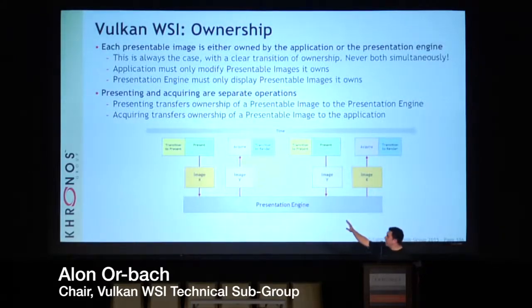This diagram shows you the order of events. The application submits these to a queue. Again, if you're familiar with some terminology in Vulkan, the images and other resources need to go through transitions between different states. So you need to transition an image to be able to present it. Then you can present it to your presentation engine. So at the start, the image is owned by you, the application, until you've presented it to your presentation engine. From that point onwards, the image is owned by the compositor or display.